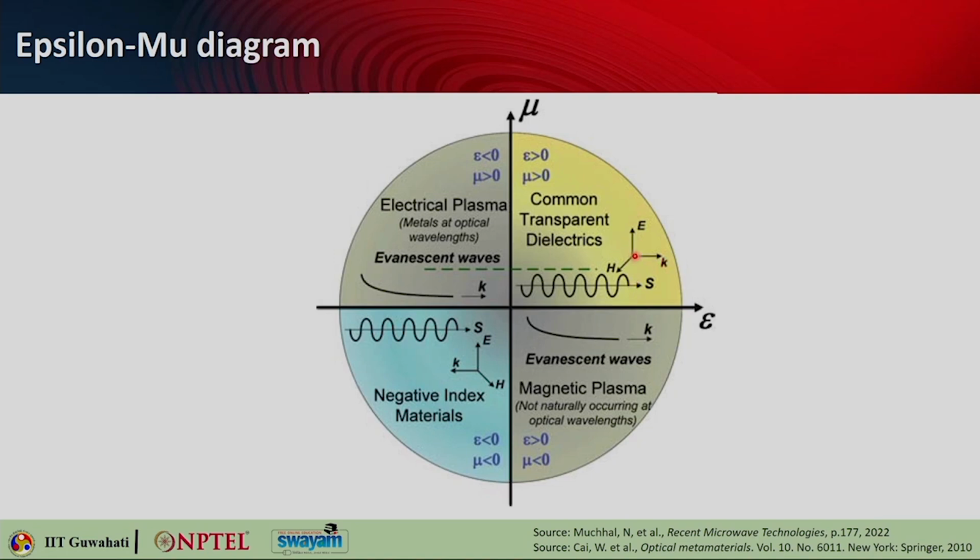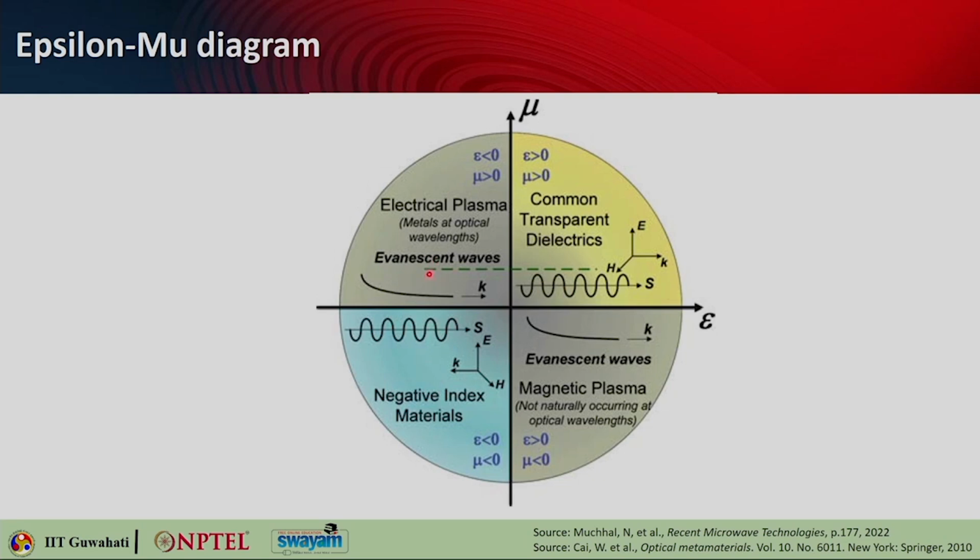So, if this is E, this is H, this is K. E cross H, the thumb gives you the direction of wave propagation, and S shows you the Poynting vector. So, it means energy also flows in the same direction as your wave propagation.